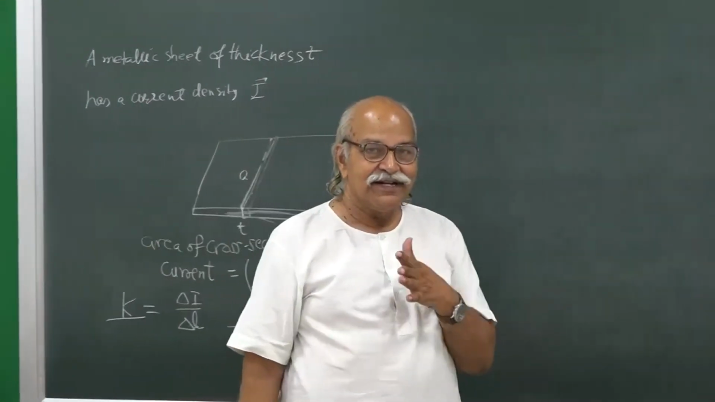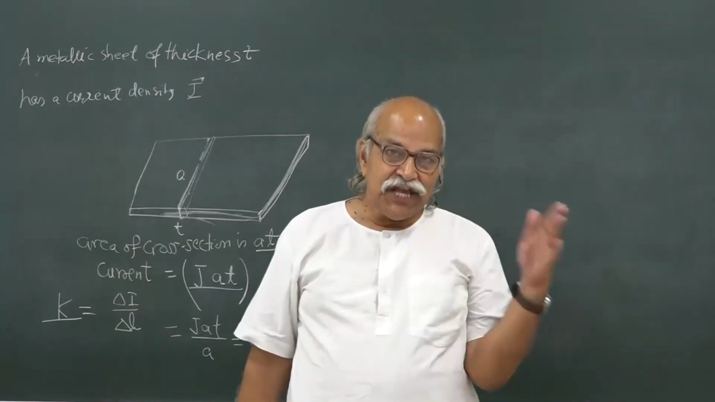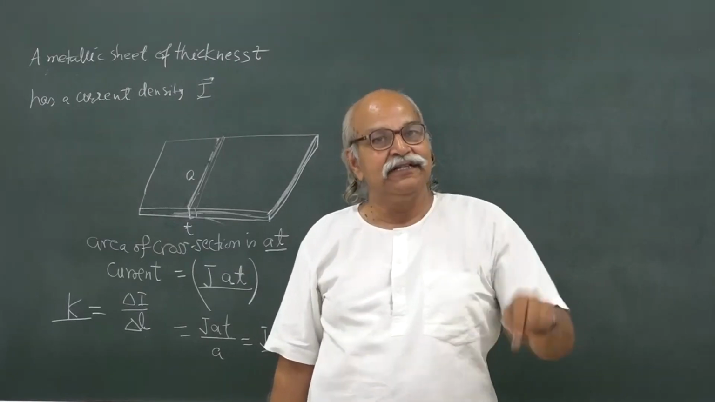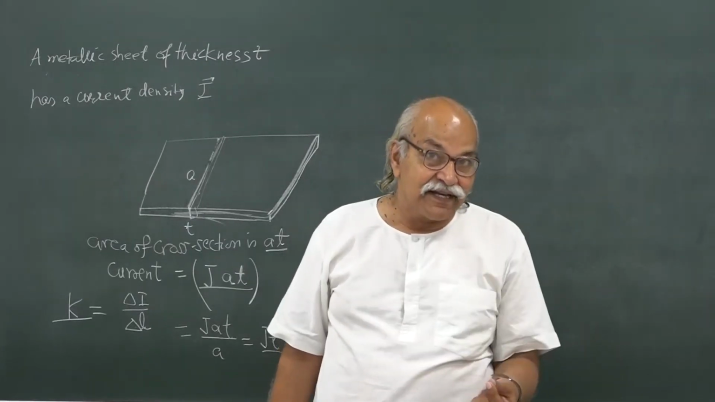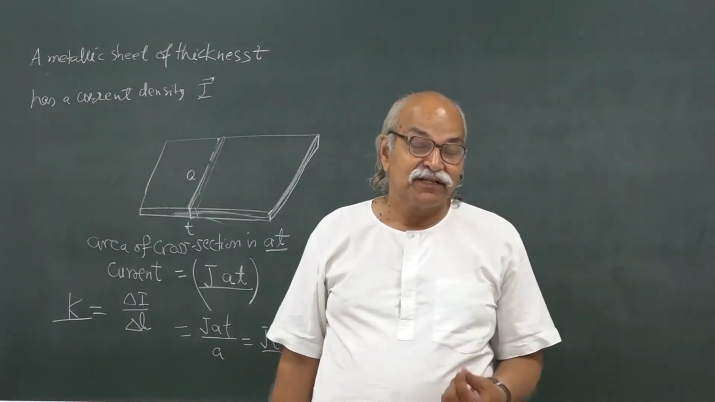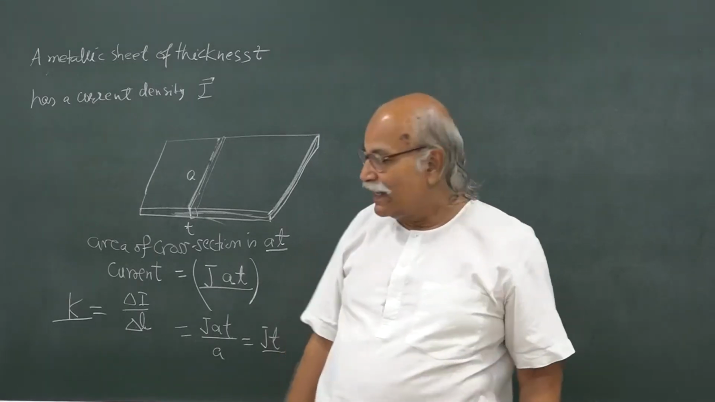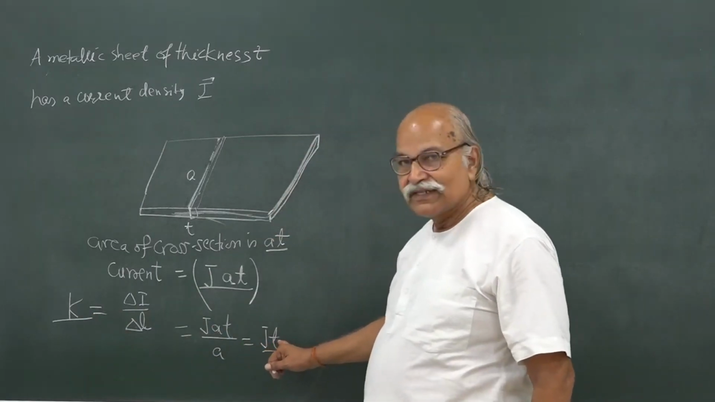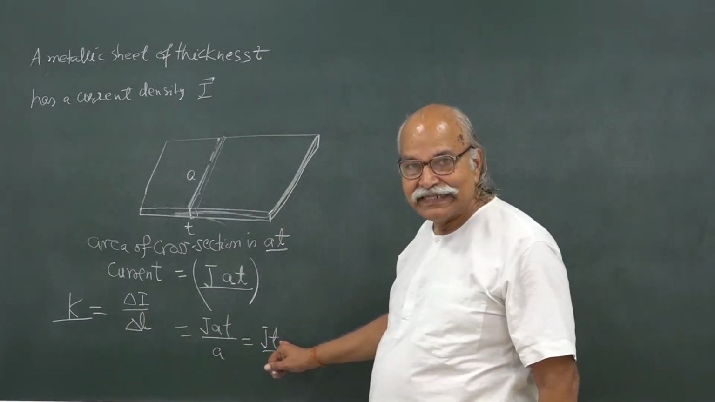So K is J times T. If the volume current density is J and I treat the thickness as very small and consider it as a surface current, we describe it in terms of surface current density, and that has this relation with the volume current density: K is J times T.